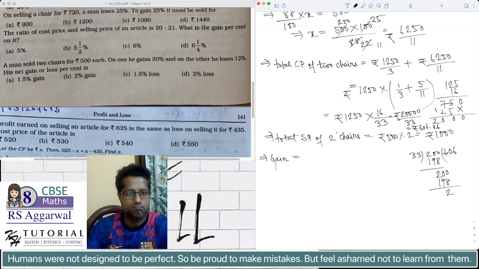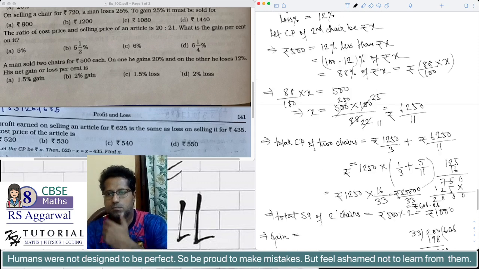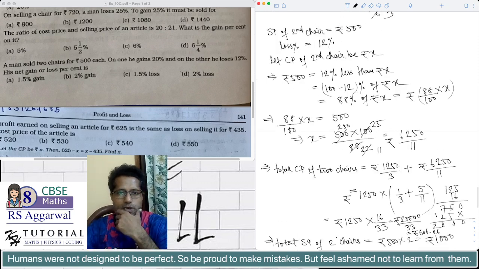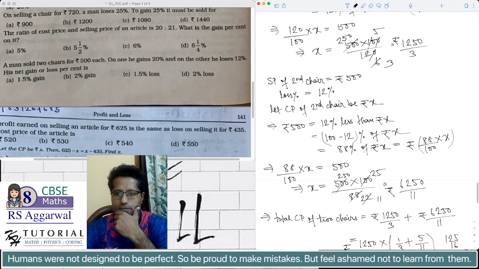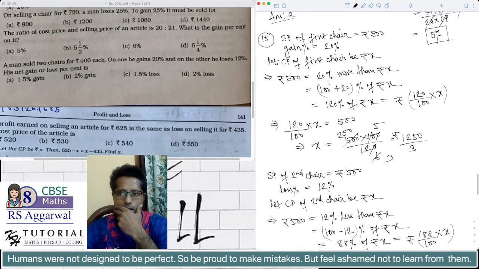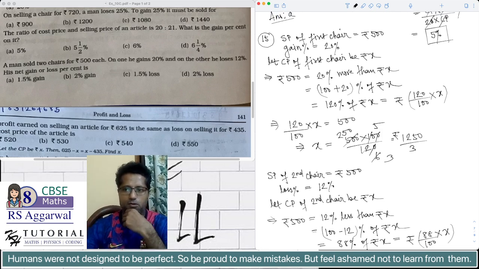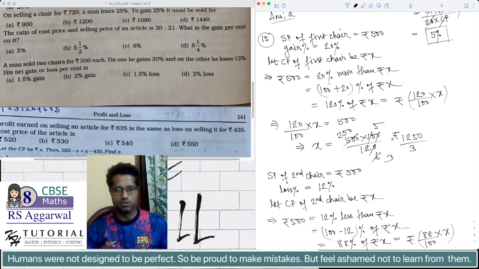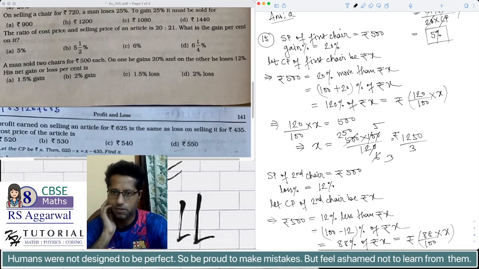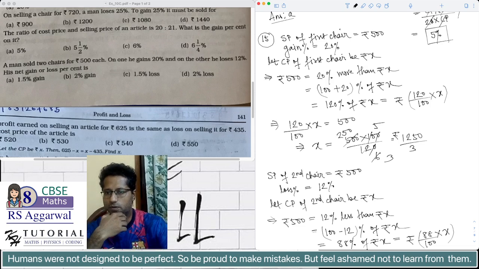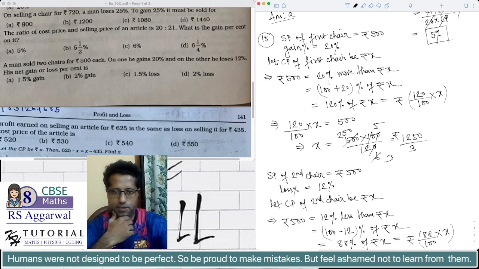Now let me check once again if I have done any mistake or not. For the first chair, he gains 20%. So if the cost price is rupees X, then rupees 500 is the selling price, both the chairs are sold for rupees 500. So the selling price of each chair is 500. So we must have rupees 500 is equal to 20% more than rupees X, since there is a gain of 20%.